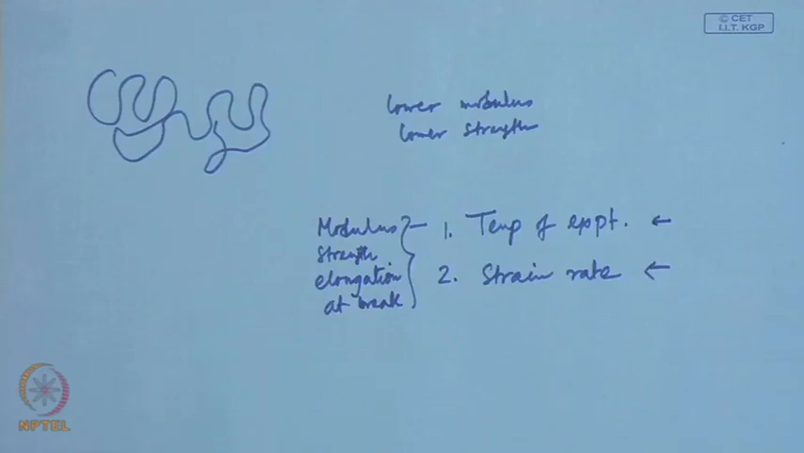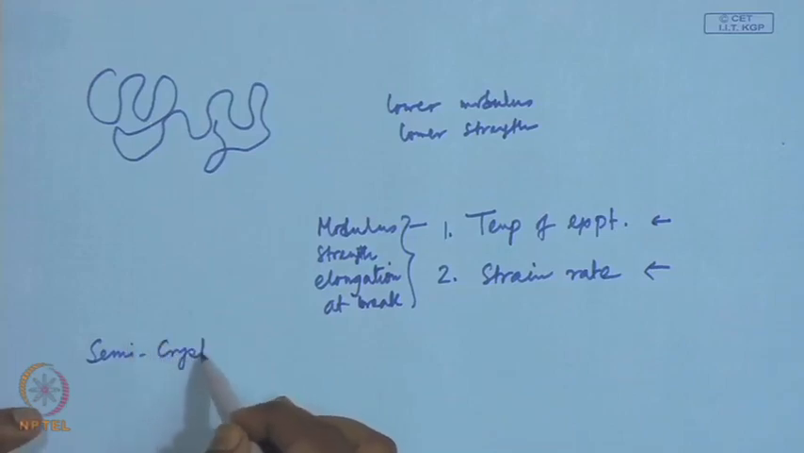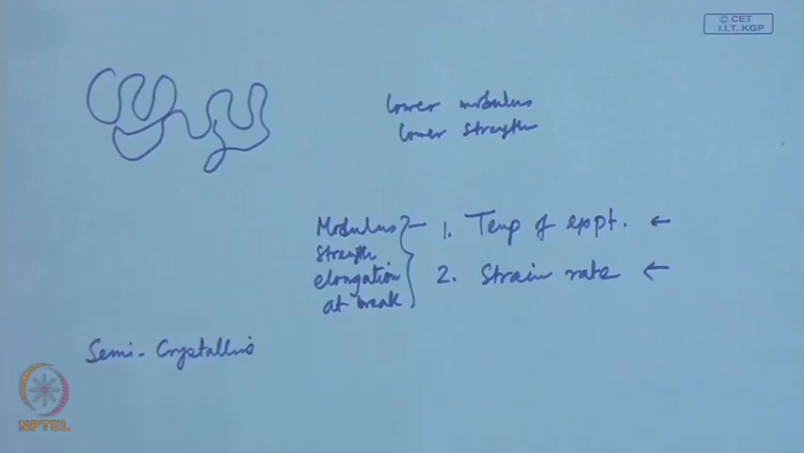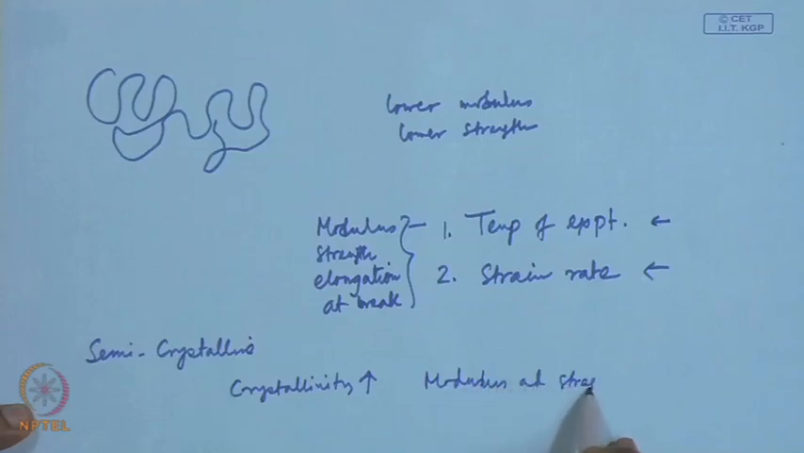If you compare a semicrystalline polymer at the same temperature and same rate, obviously, we know that with increasing crystallinity, the modulus and strength goes up. Whereas if you cross-link this material, with cross-linking, the modulus goes up.